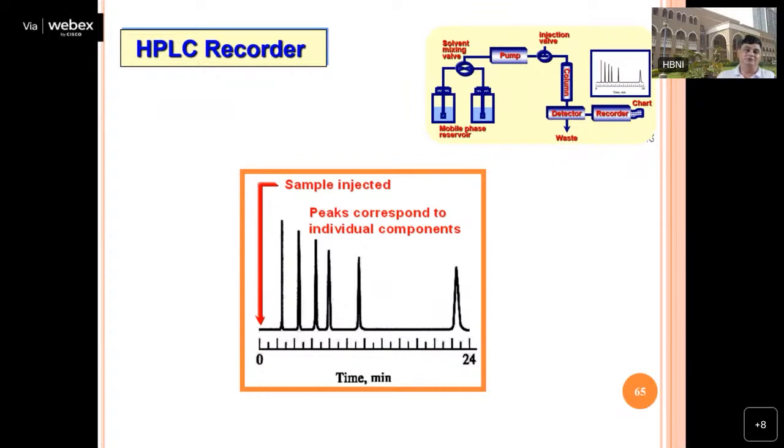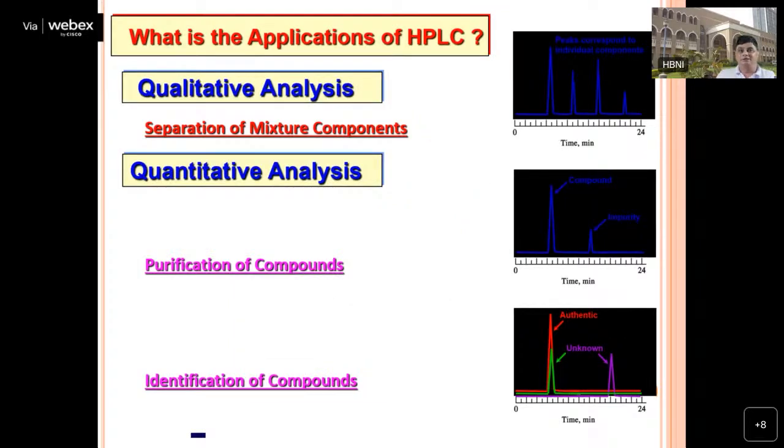And this is how the chromatogram looks. It can be used both for qualitative as well as quantitative work. Qualitative means you can separate the mixture, and quantitative means you can know the concentration of a particular compound. It can also be used for purification, meaning you separate the compounds and then identify the various compounds. We will see some examples of how we can utilize HPLC in our day-to-day life.